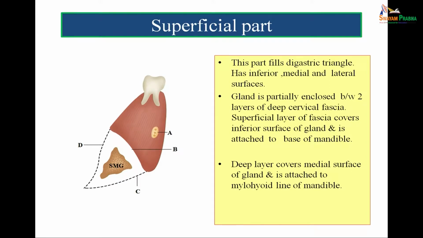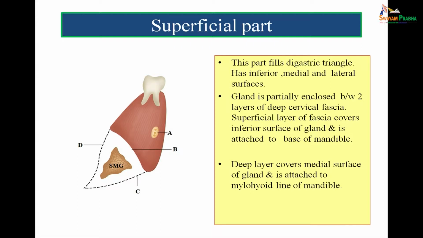Now coming to the superficial part of the gland, this part fills the digastric triangle and has three surfaces: inferior, medial and lateral surfaces. We can make out the superficial part of the submandibular salivary gland in the diagram here, and we can make out that D is the deep fascia, the deep cervical fascia, and the superficial cervical fascia is lying inferiorly.